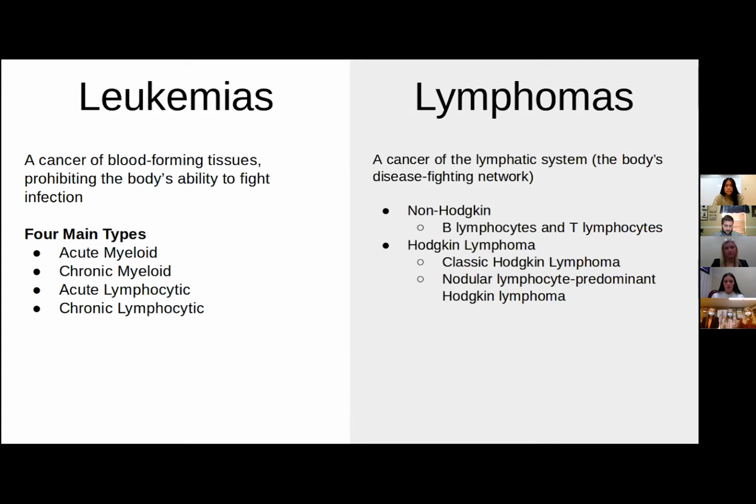Lymphomas are a cancer of the lymphatic system, which is the body's disease-fighting network, so it affects the immune system. There are two types, non-Hodgkin's and Hodgkin lymphomas. Non-Hodgkin's consists of B lymphocytes and T lymphocytes, and Hodgkin lymphomas include classic Hodgkin lymphomas and nodular lymphocytic predominant Hodgkin lymphomas. But today we are going to be focusing mainly on leukemias.